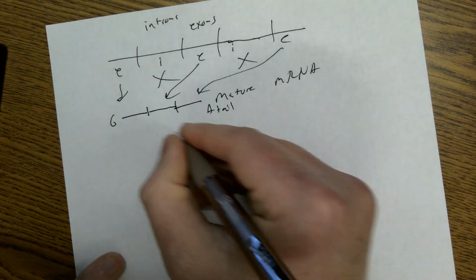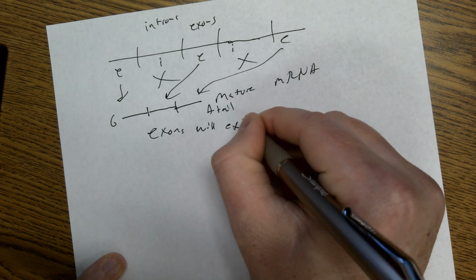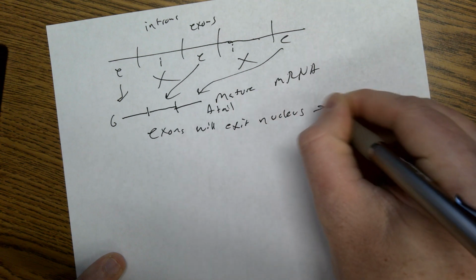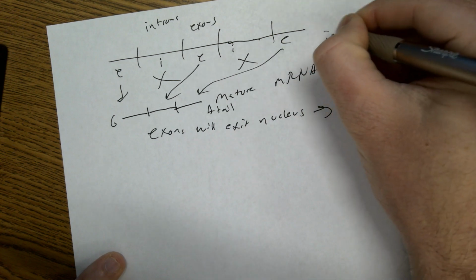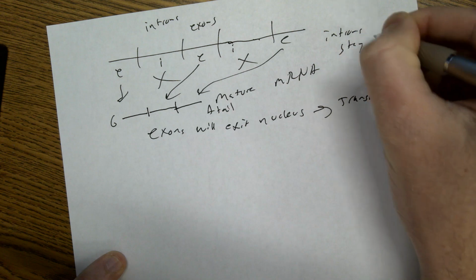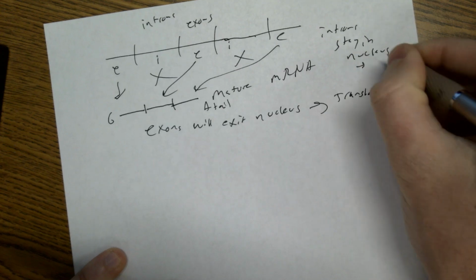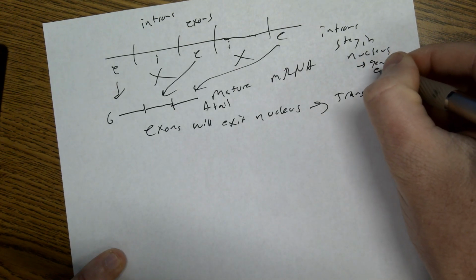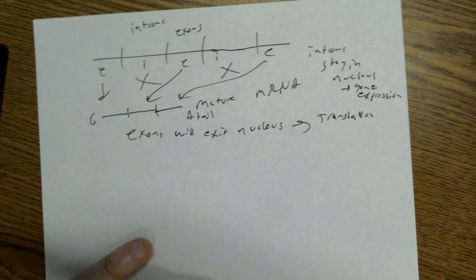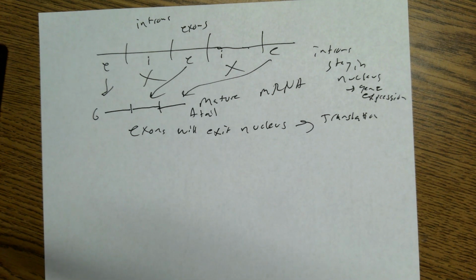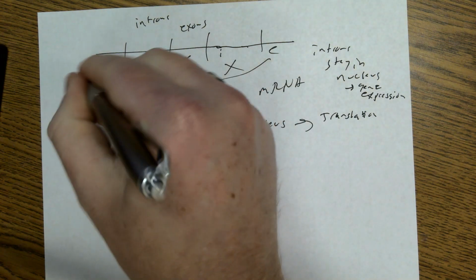And so the way to remember this is exons will exit the nucleus to go to translation, whereas the introns will stay in the nucleus, and they actually work for gene expression, so they can turn genes on and off. So introns do have a purpose, but their purpose is not for gene coding. And so that is the last part of Standard 15.